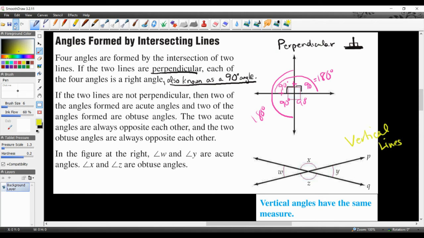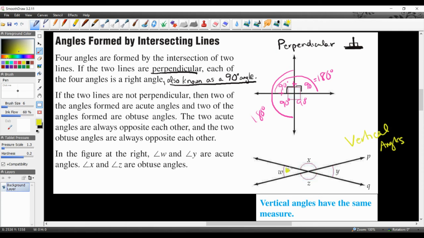And, oh, not lines, I'm sorry, angles. What am I thinking? Vertical angles. And vertical angles are formed by two intersecting lines that are not perpendicular. So if they look like this and not like this one, then that means that they're going to be vertical. And the thing about vertical angles is that they form equal angles.